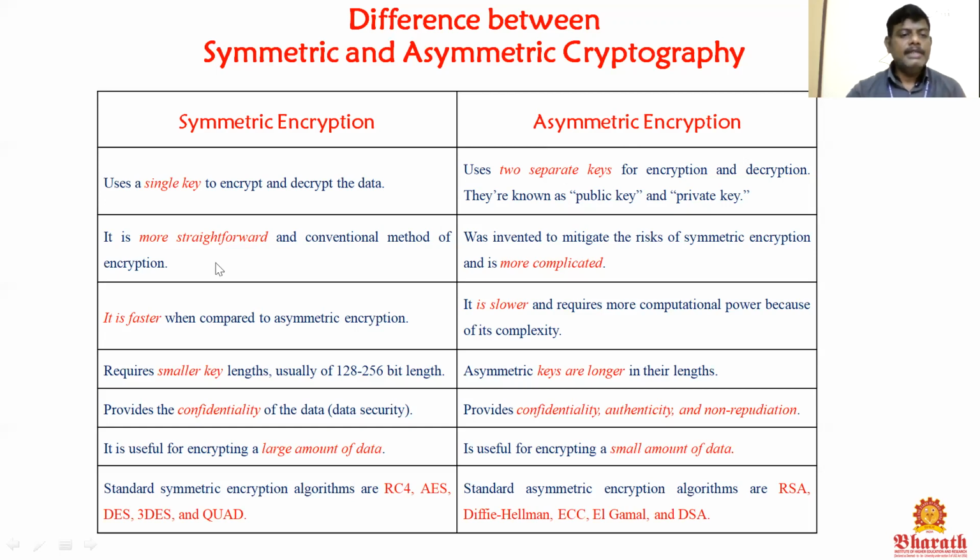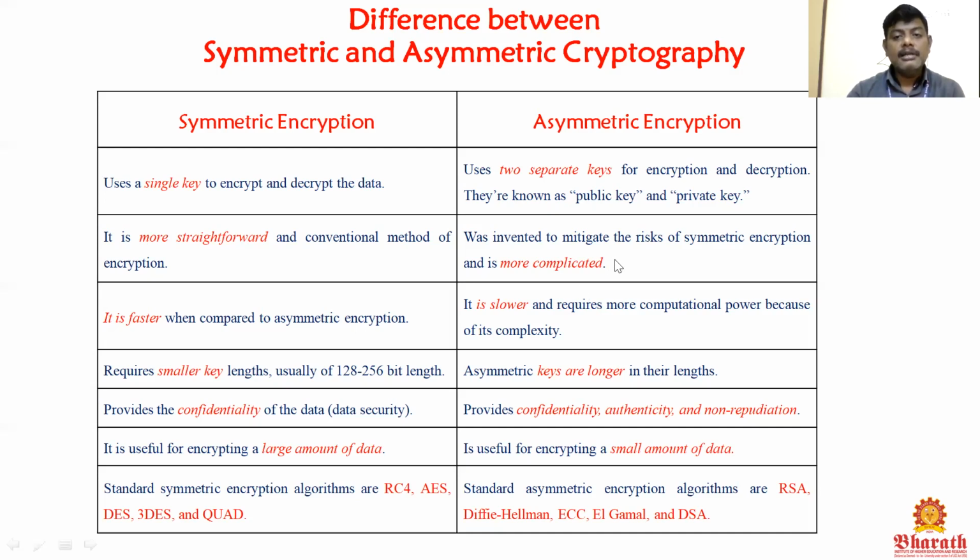Second difference: symmetric encryption is a more straightforward and conventional method of encryption. It is more straightforward. There is no complexity for encryption and no complexity for decryption, because we have used a single key for encryption and decryption.